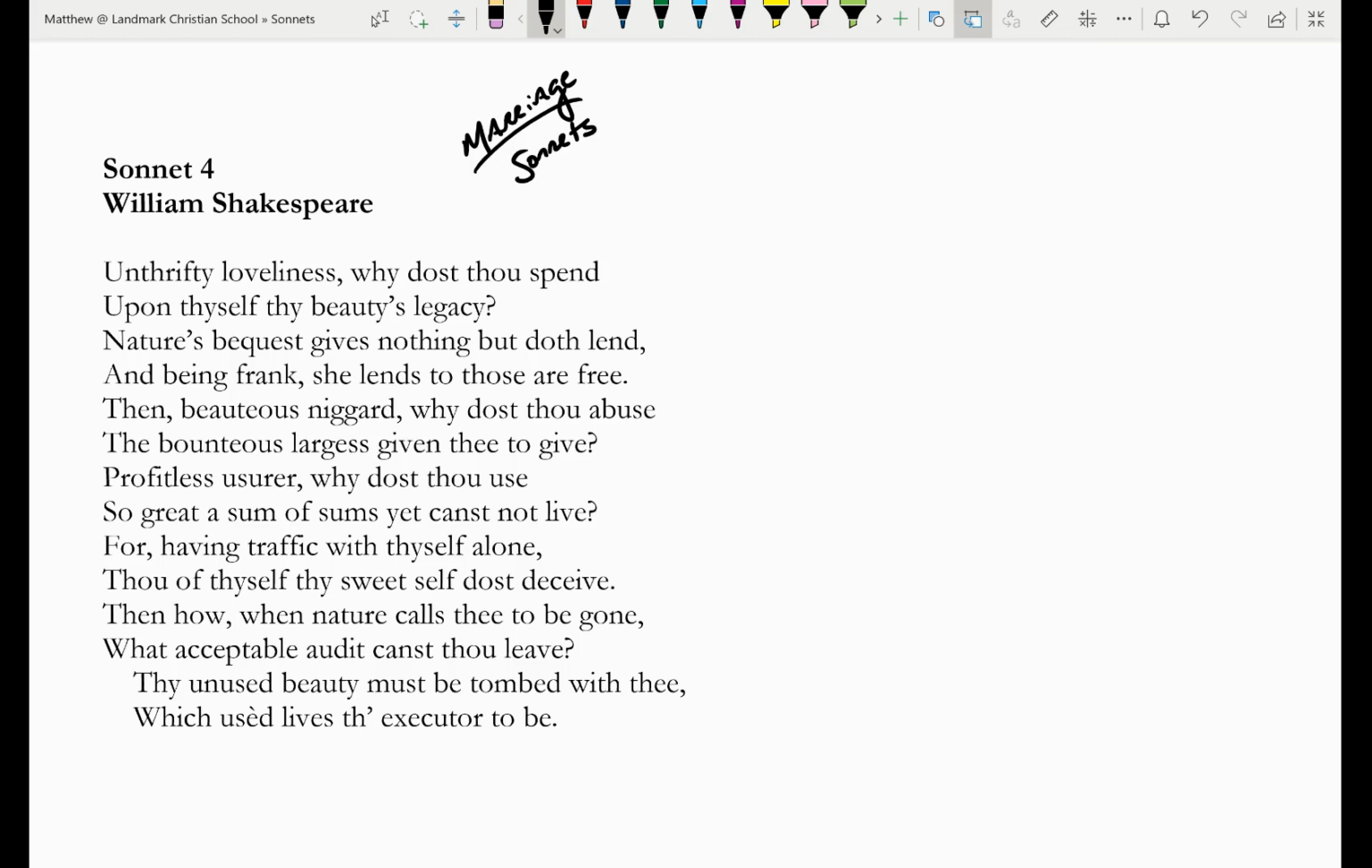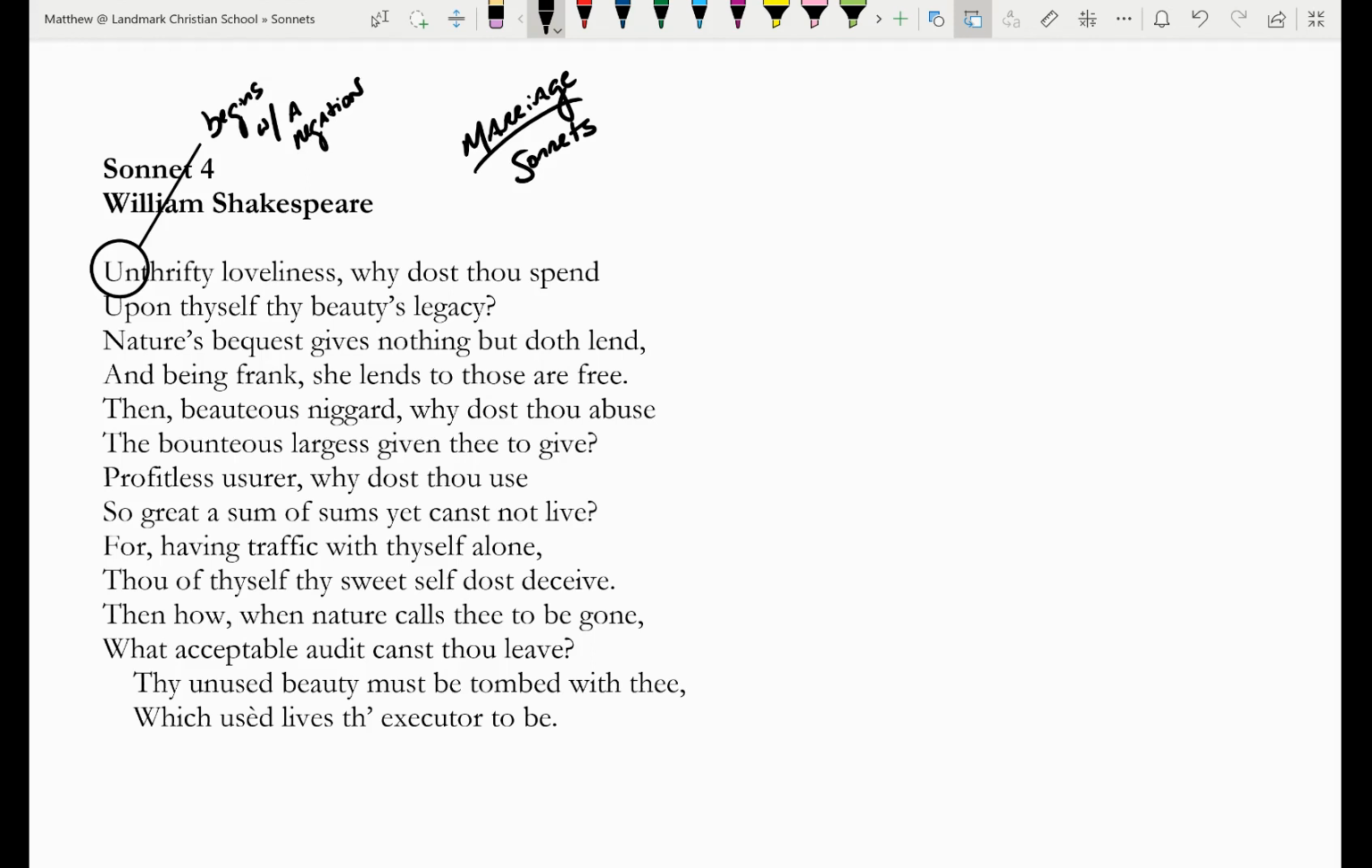And now in Sonnet 4, this theme continues, and yet it takes some real interesting turns, especially by the end, in the final closing couplet. This one begins with a negation here. Unthrifty loveliness, why dost thou spend upon thyself thy beauty's legacy? So it begins with a negation, a negative, which again sets the tone of the sonnet.